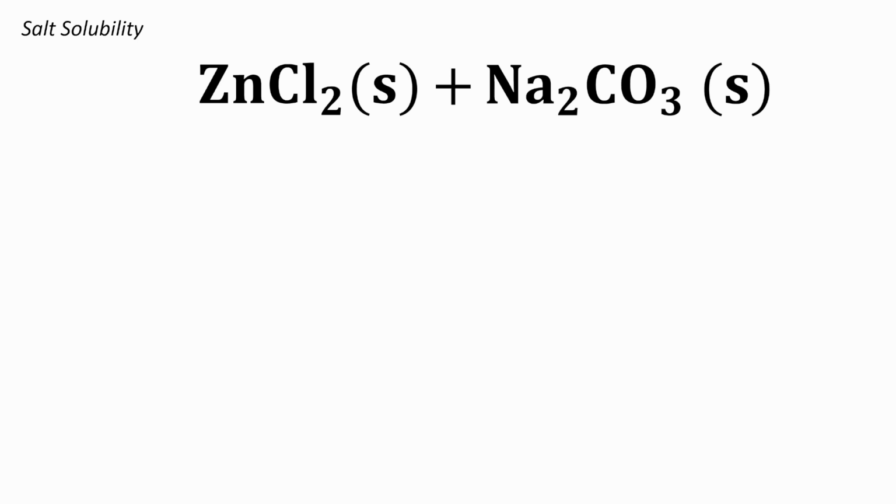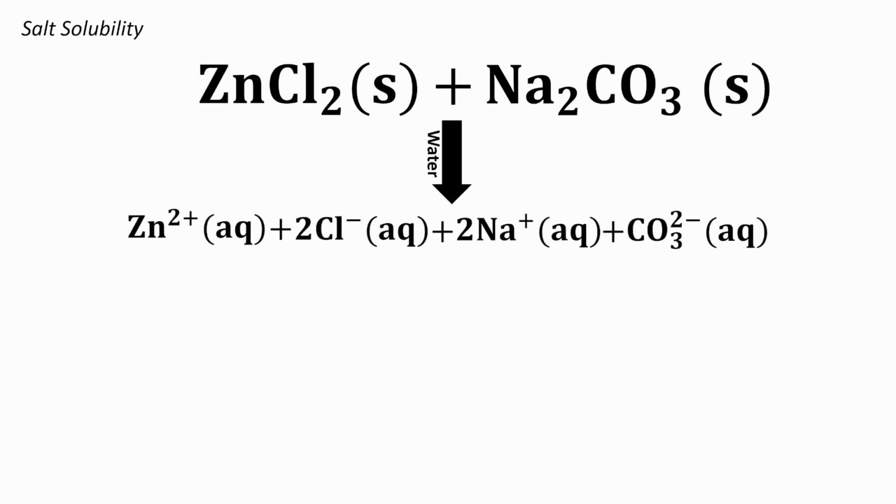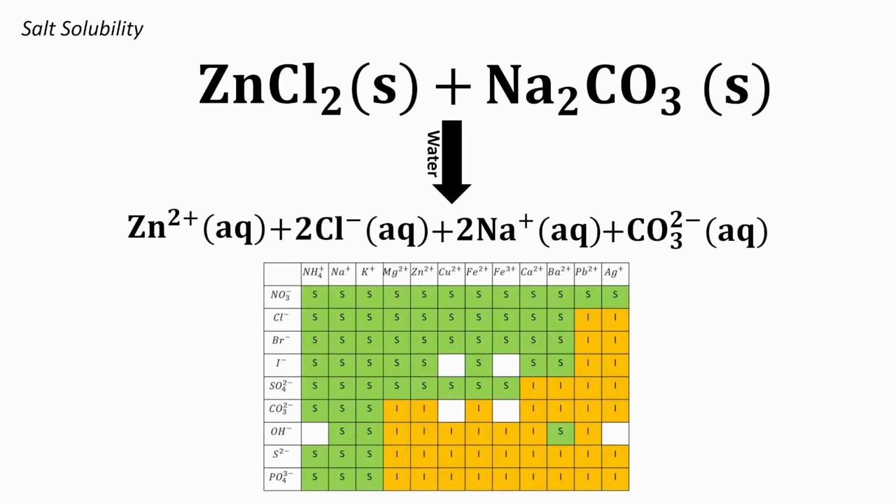In this problem, we dissolve zinc chloride and sodium carbonate and have to find out which salts form from our mixing. The first step is to write down what ions we get. We don't have to check if the salts dissolve, as it was just stated in the problem that they will do so. We can then see that we get 1 zinc ion, 2 chloride ions, 2 sodium ions, and 1 carbonate ion.